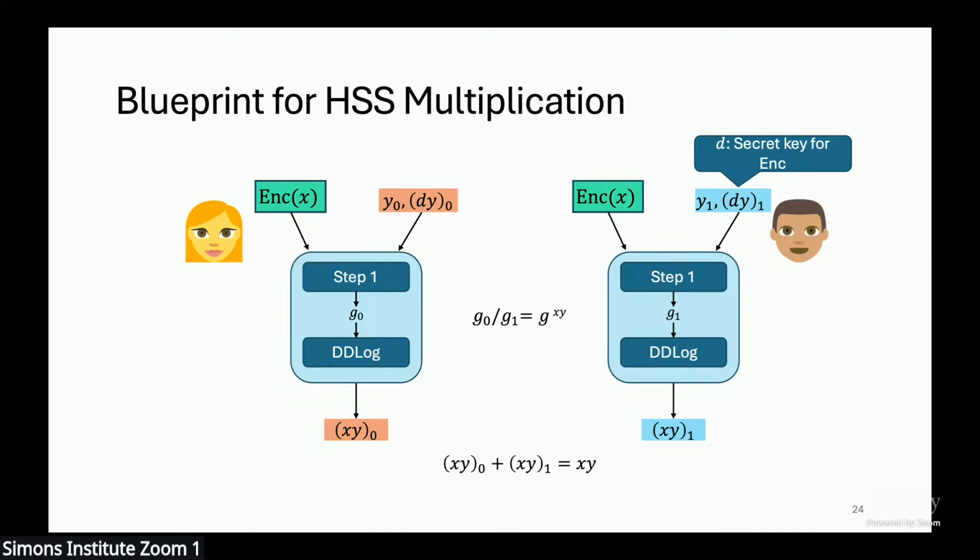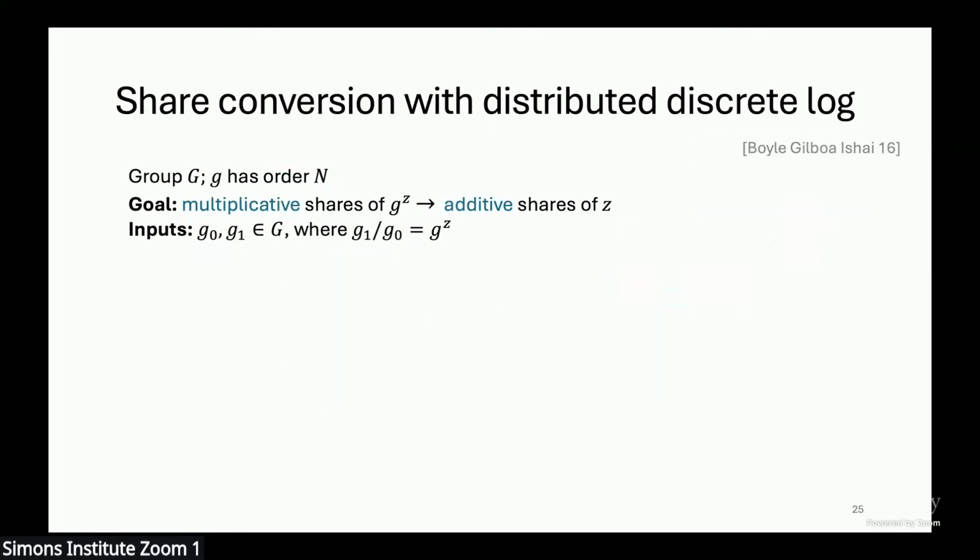Yeah. So basically, if we have a way of doing this DD-log algorithm, then we can get our HSS for branching programs by running this procedure. Okay, so how does it work? How do we do distributed discrete log?